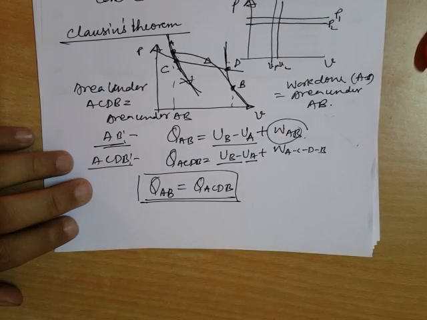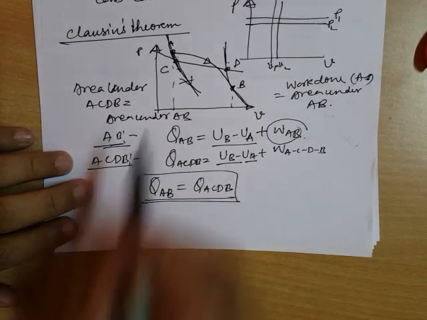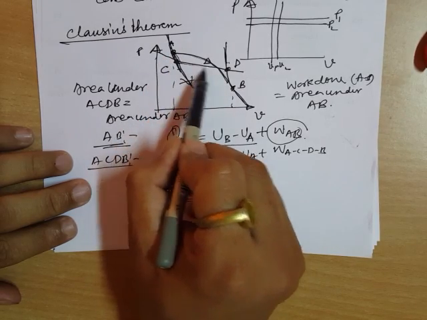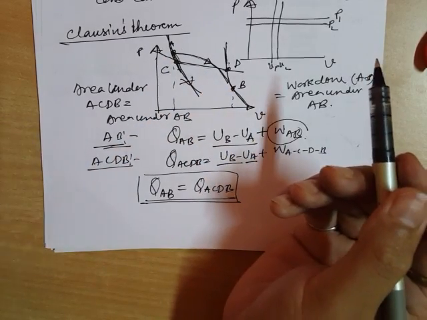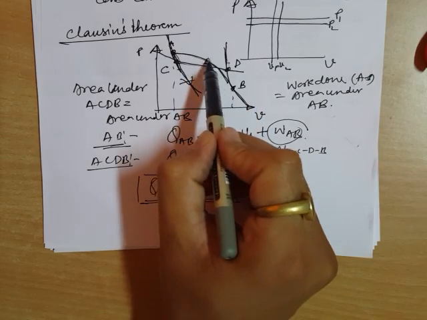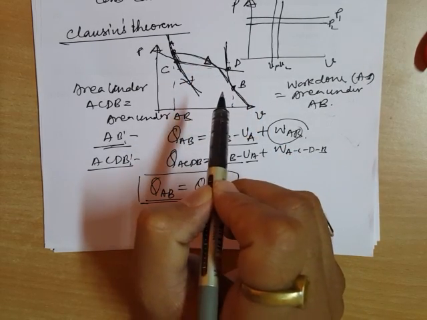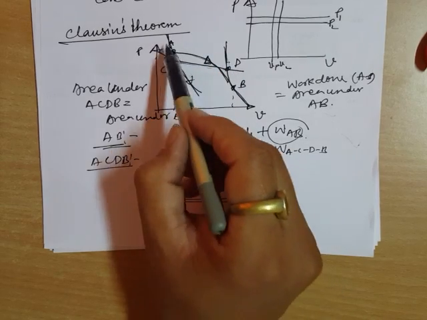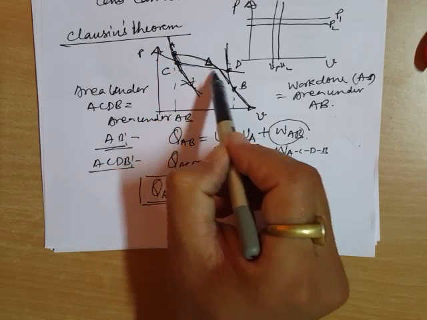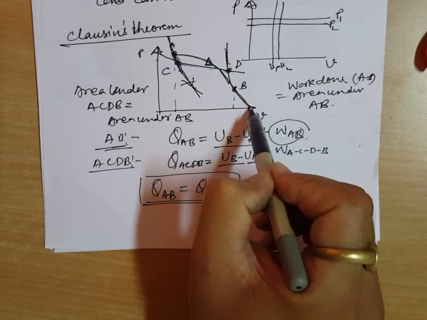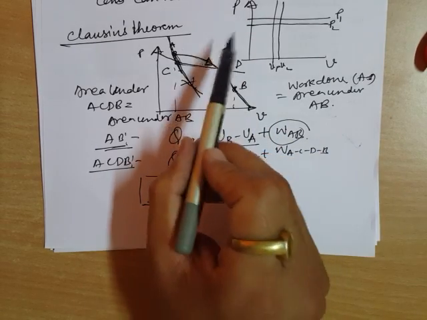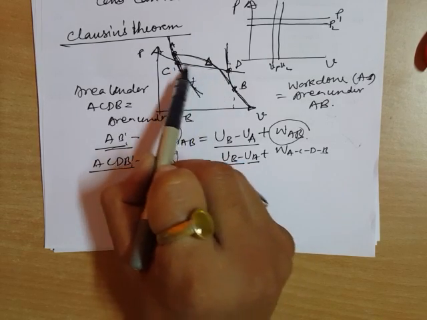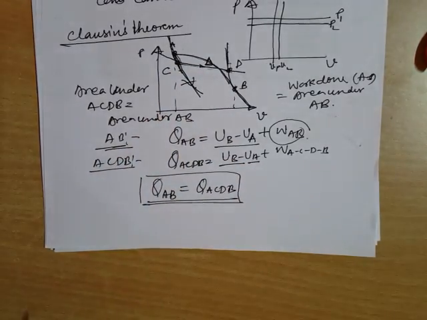So what did you do? You have replaced this path by three paths, or in other words, any reversible path. This AB is a reversible path. It can be replaced by a reversible adiabatic followed by a reversible isothermal followed by a reversible adiabatic, such that the heat transfer in the original reversible path is the same as the heat transfer in the isothermal process.